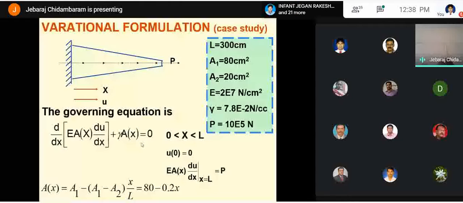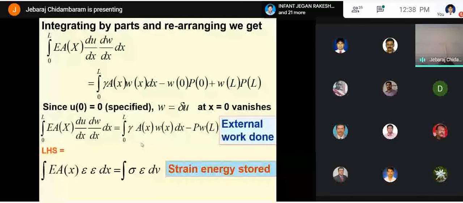Yeah, the left hand side, the last line. Integral of E into du by dx into dw by dx, E into A of x. What is du by dx? Change in length by original length. Strain. What is dw by dx? Variation of the weighting function. That's again strain.